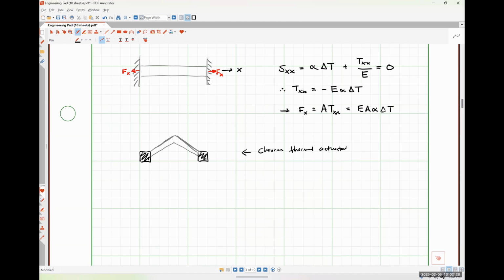Okay. So let's define some things for this actuator. So let's say that this distance from here to here is L naught. That is our nominal length. This distance from here to here is Y naught. And then this distance from here to here is X. Okay.